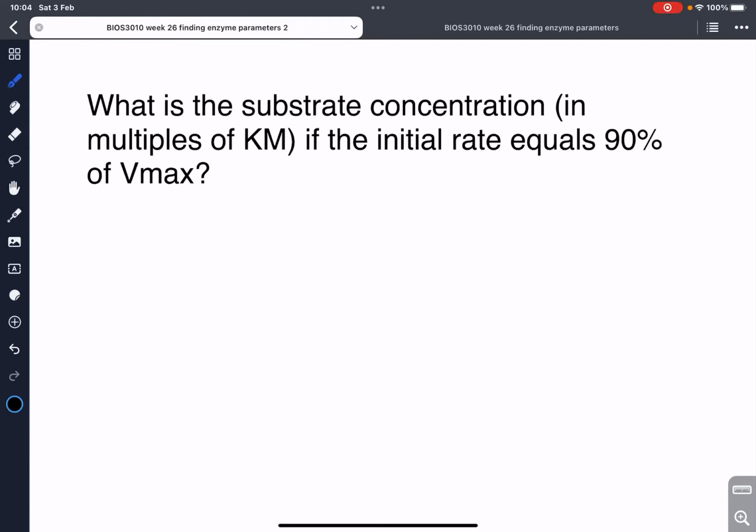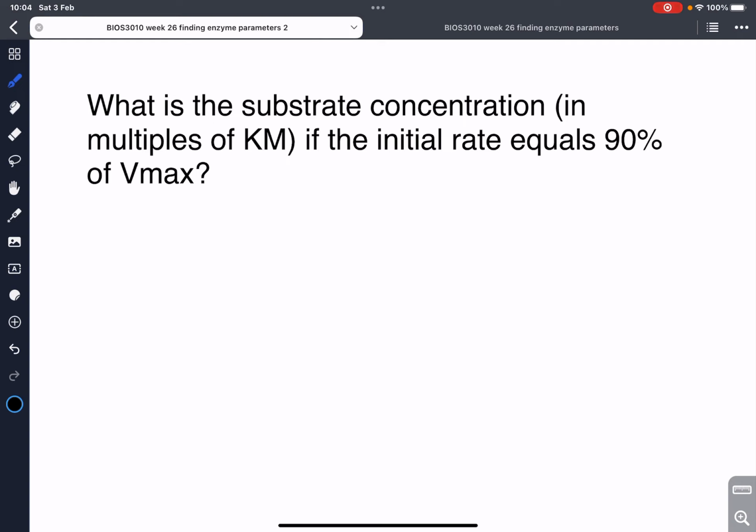So here is a typical question where we can apply our knowledge of the Michaelis-Menten equation. It basically asks us for the substrate concentration in multiples of Km that gives us an initial rate of 90% of Vmax. So how are we going to address this question?